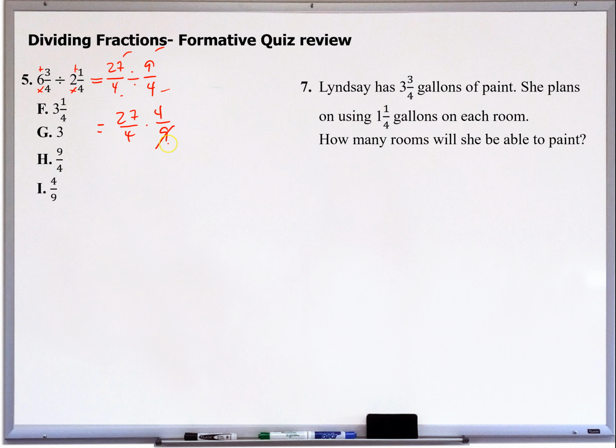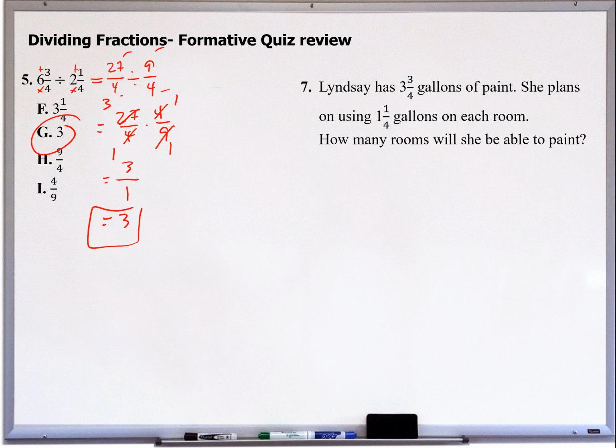And here I get to simplify again. 9 divided by 9 is 1. 27 divided by 9 is 3. 4 divided by 4 is 1. So I end up with 3 over 1, which is the same thing as 3. All right, so now that you know the process, now we have to use them in word problems.